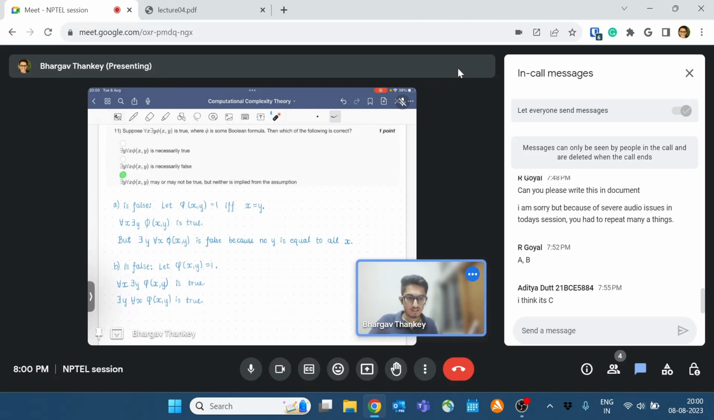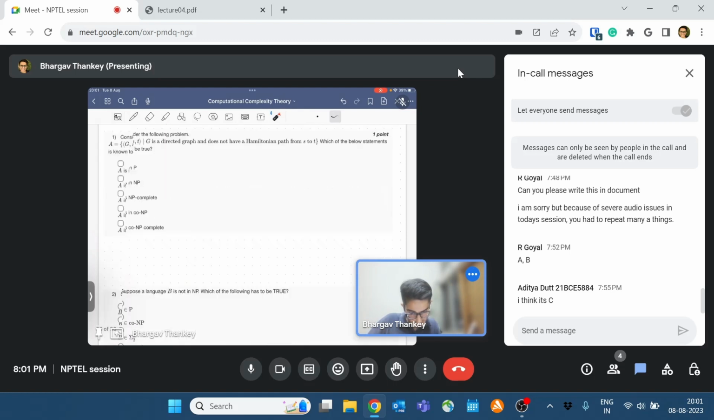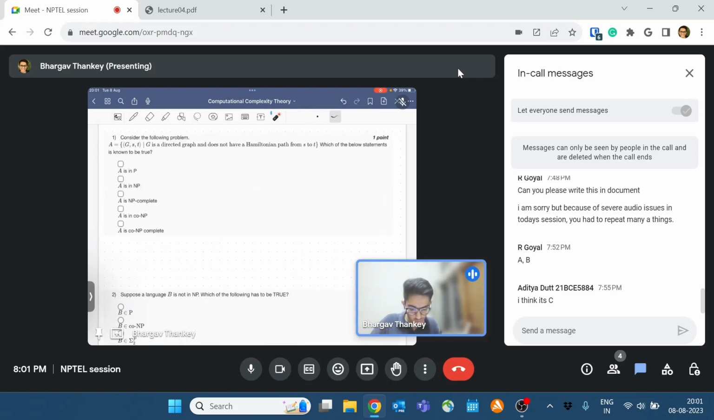Okay, it's 8, but we started 5 minutes late because of some technical issues. So let's do two more problems. I think we can finish these two.